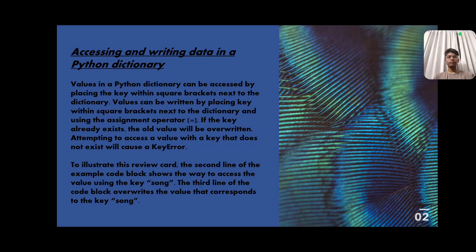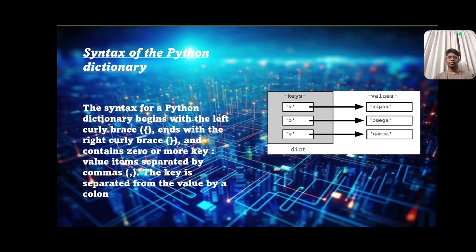Values in a Python dictionary can be accessed by placing the key within square brackets next to the dictionary. If the key already exists, the old value will be overwritten. Attempting to access a value with a key that does not exist will cause a key error. To illustrate this review card, the second line of the example code block shows the way to access the value using the key which is shown in example.